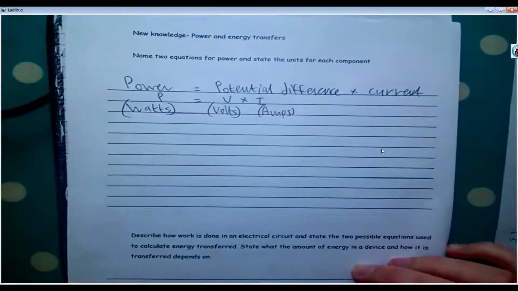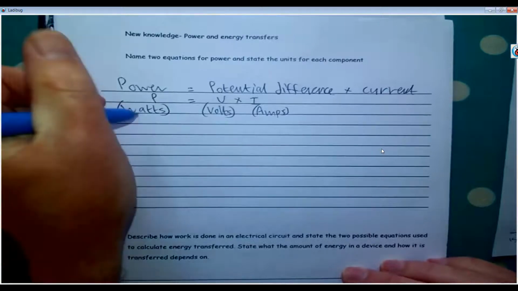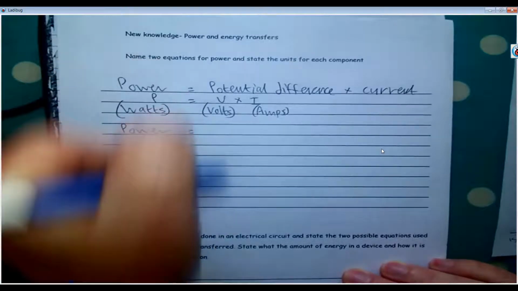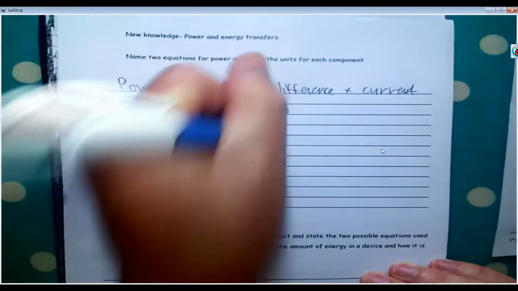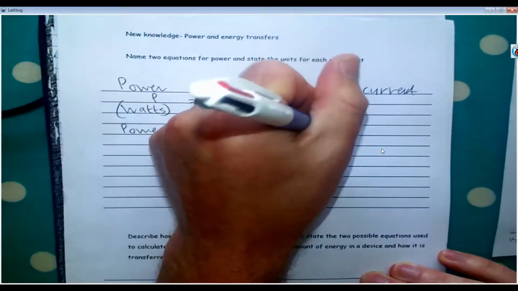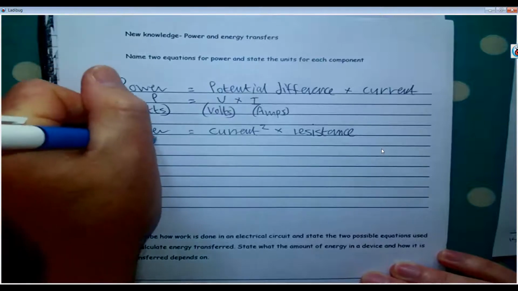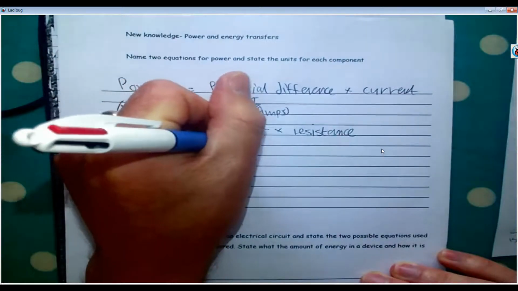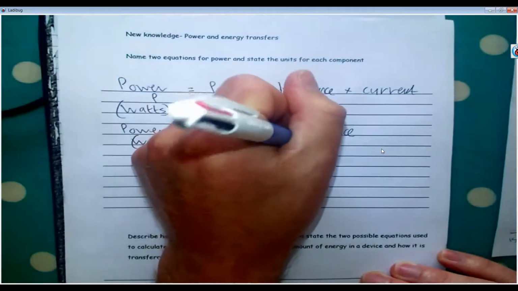What's the other equation, or main one? This one doesn't seem to come up as many times on past paper questions, but it's still one that you need to know. So power equals current squared times resistance. So the power is measured in watts. Current is measured in amps, and then we're going to square that. And resistance in ohms.